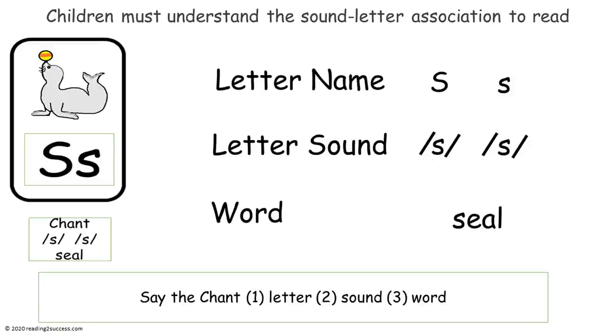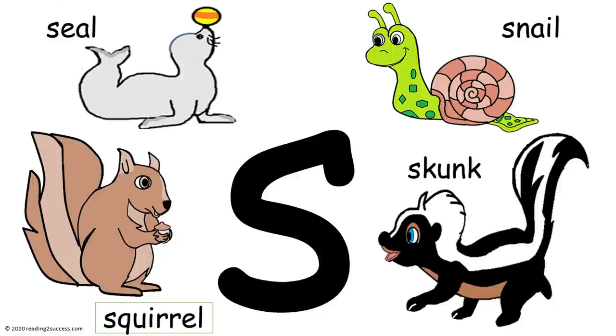Now it's time to introduce kids to the sound letter teaching card S, and we see a seal for S. Have children do the chant. S, S, S, S, seal. Introduce kids to seal's friends: snail, skunk, and squirrel.